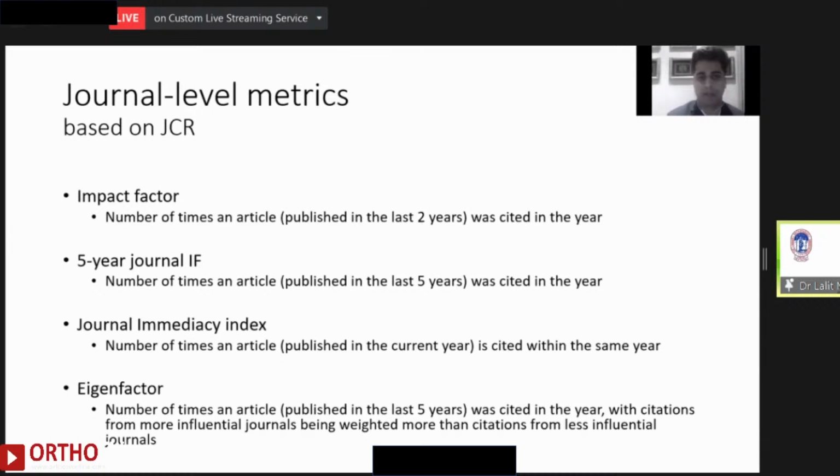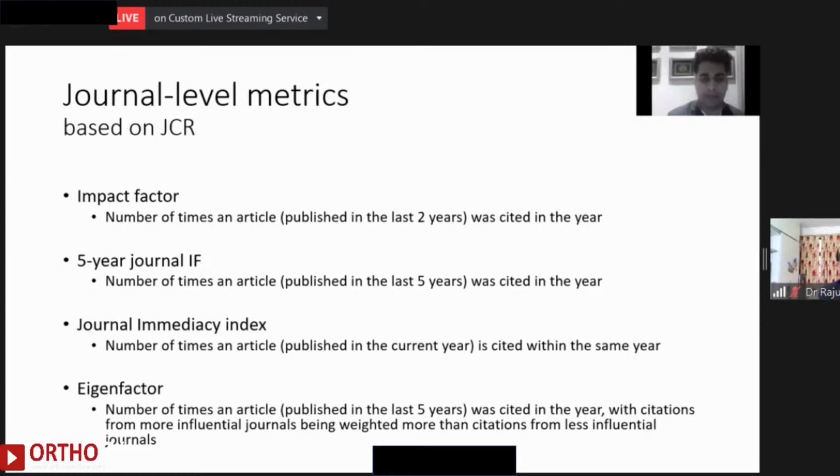You also have a 5-year journal impact factor, which takes into account the last 5 years, which is better because many times articles are published and they don't get cited very soon. They're cited over time over the next few years. There's also something called the journal immediacy index, which is the number of times an article published in the current year is cited within the same year. So it's something which is like hot. For example, you'll have a lot of articles on the coronavirus citing other articles on coronavirus, again, all of this year.